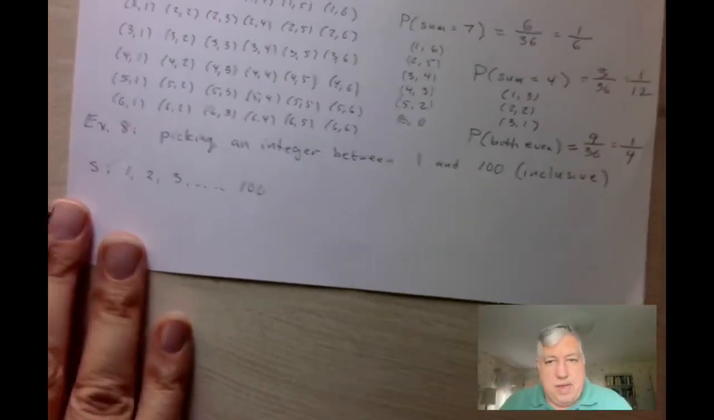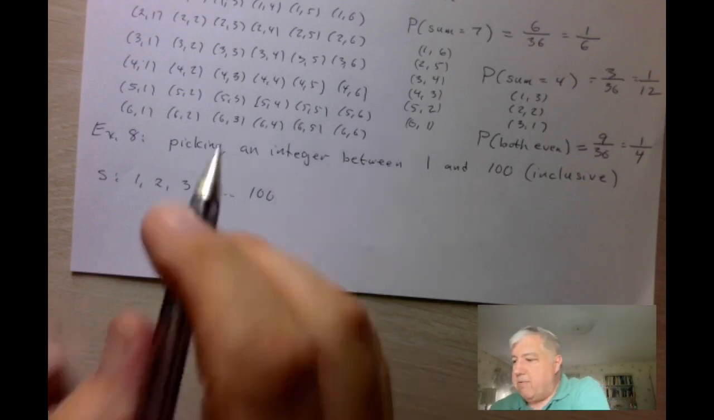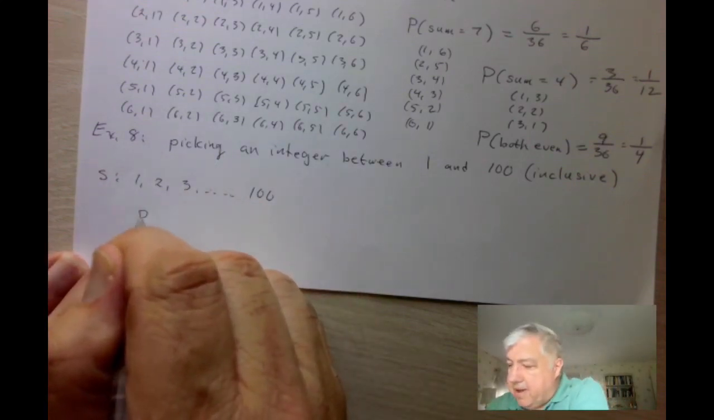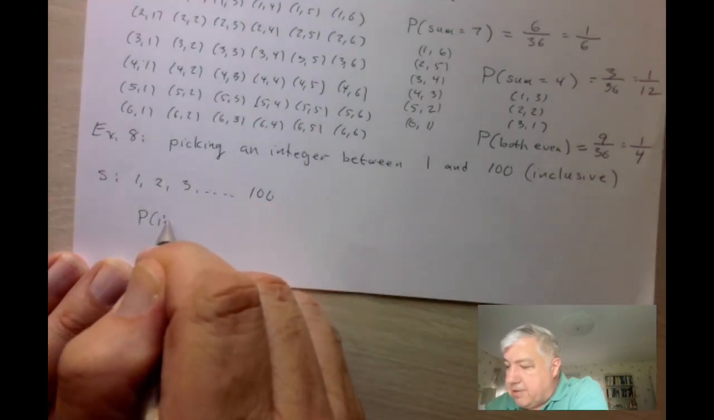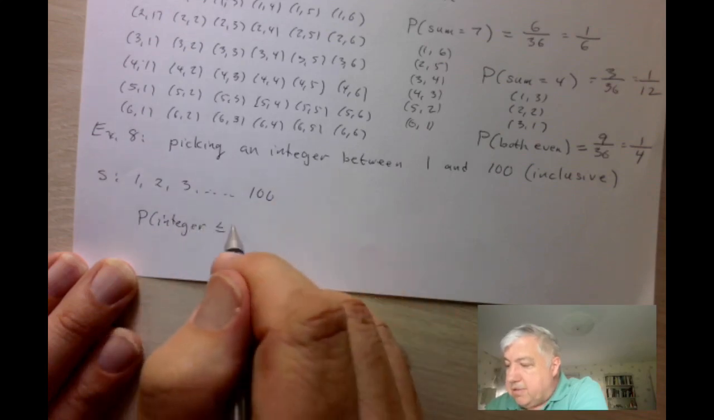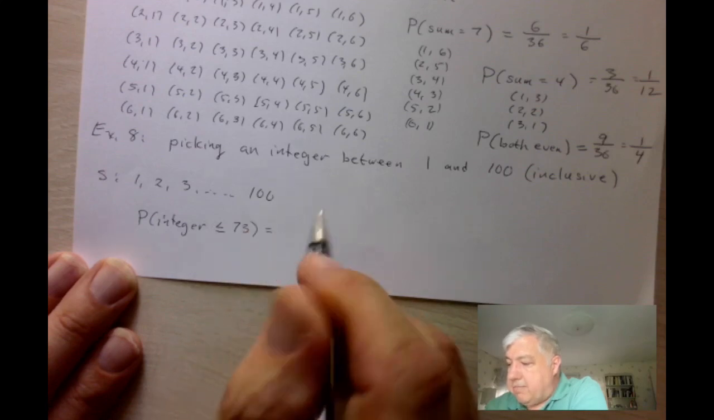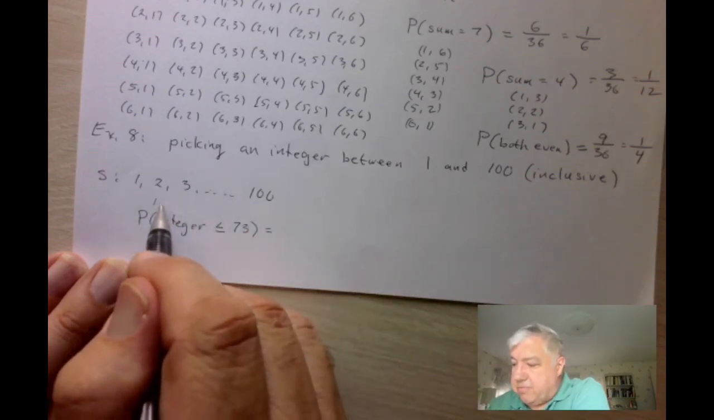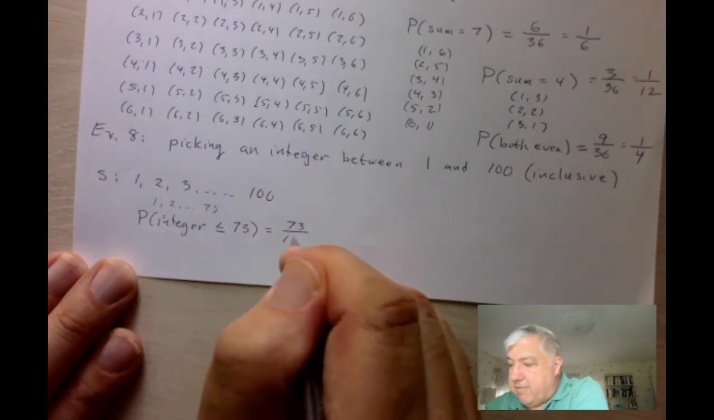And then finally, picking an integer between 1 and 100. I think there's not much to do here. Let's say you wanted to find the probability that the integer is less than or equal to 73. Well, this would just consist of all the numbers 1, 2, up to 73. So that would be 73 out of 100.